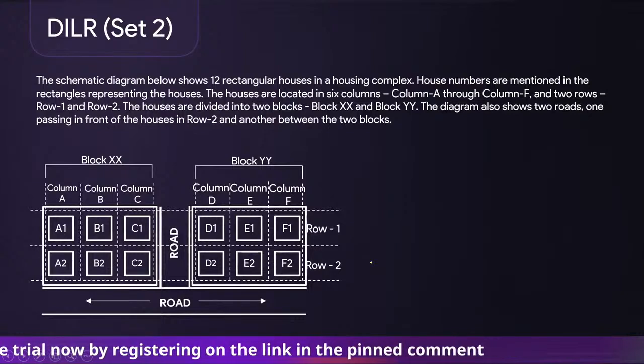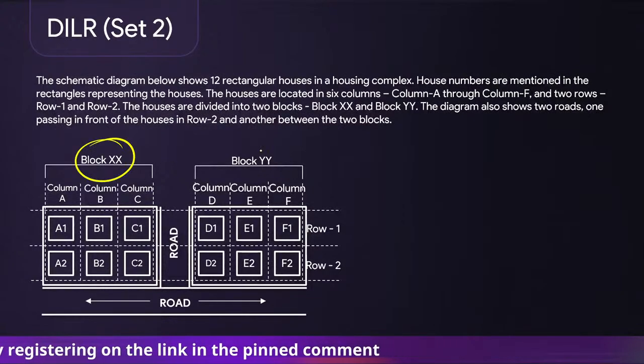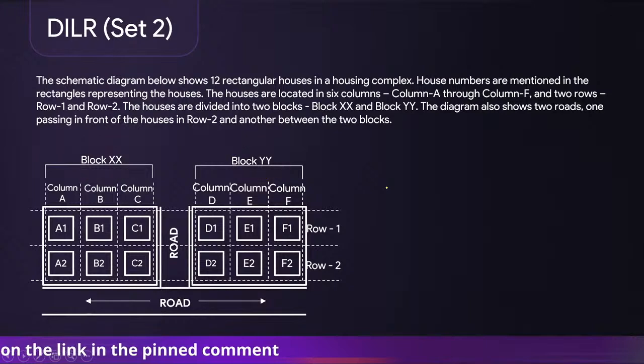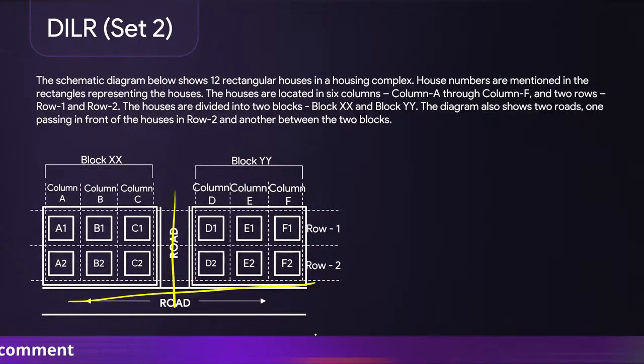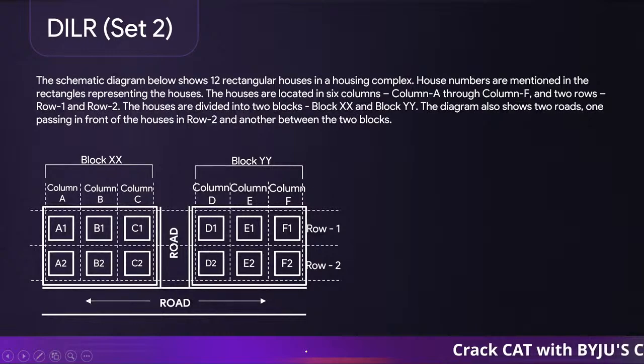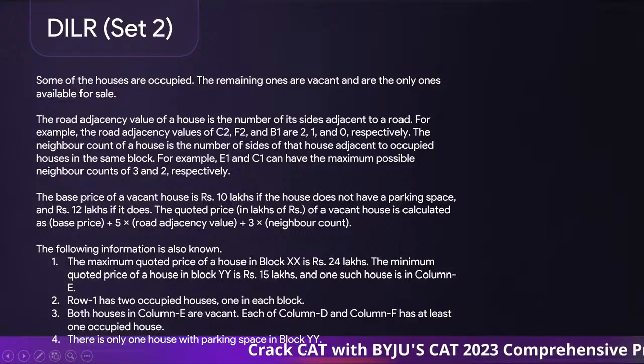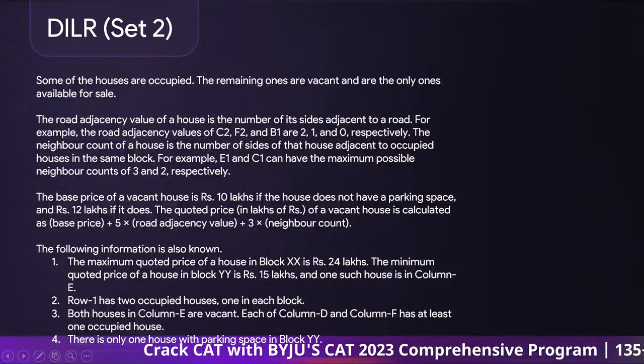The blocks are divided into 2 blocks, block XX and block YY. The diagram also shows 2 roads. So this is one road, this is another road, one in front of the houses in row 2, another between the 2 blocks. So the first paragraph is the clear explanation of what this diagram depicts. Next, we have these conditions.